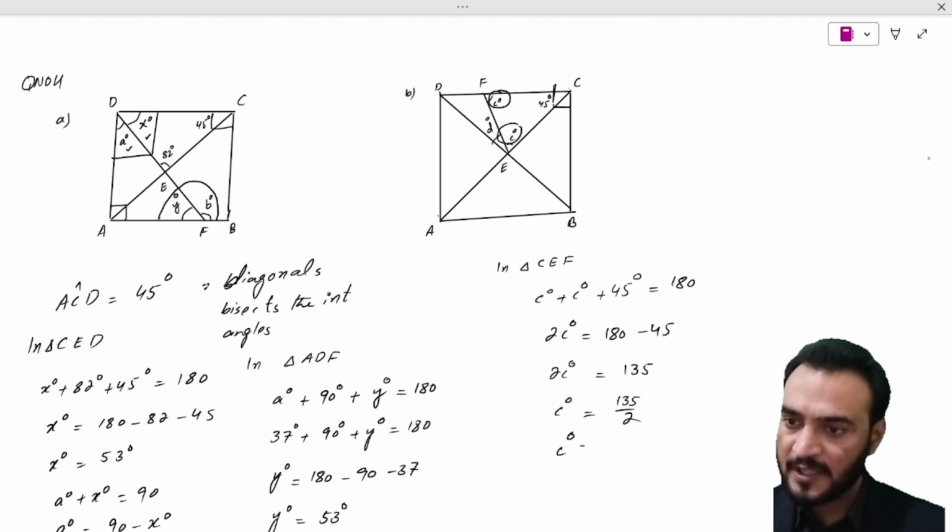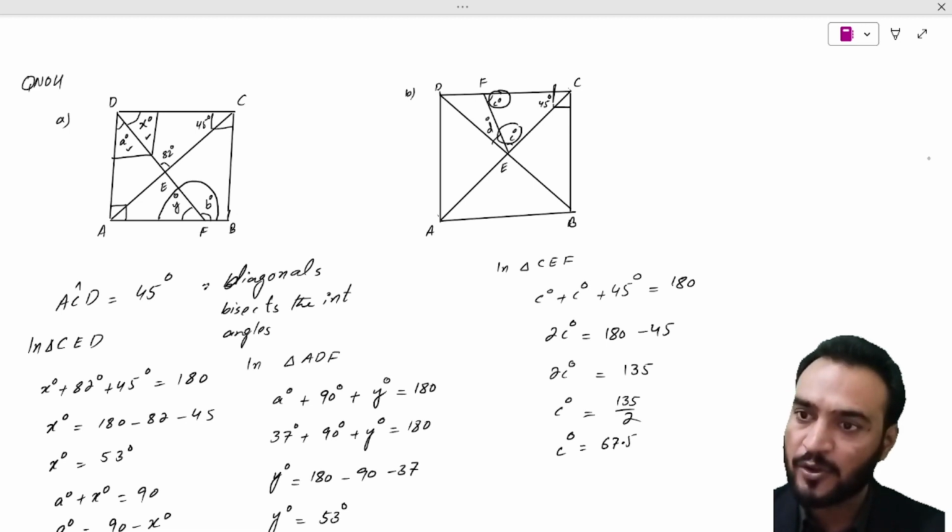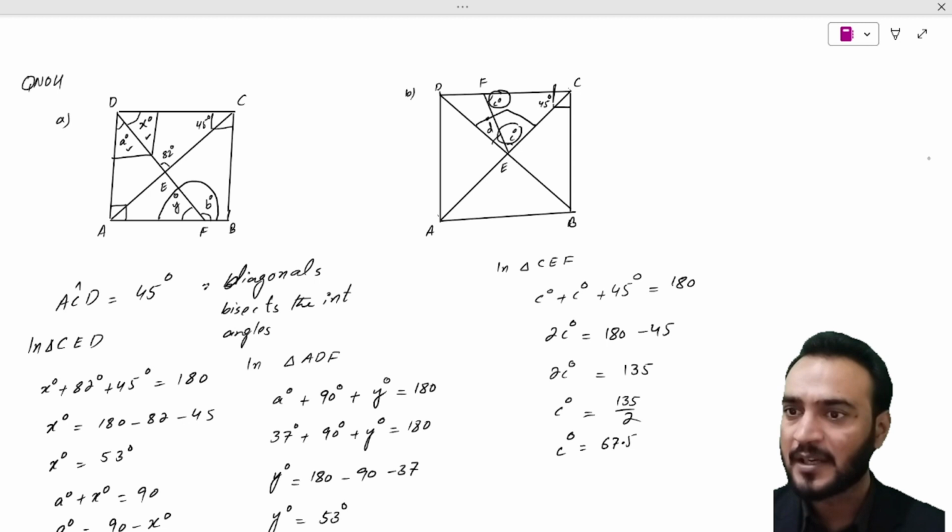The value of c degrees is equal to 67.5. Now we need to find the value of d degrees, as the diagonals in a square intersect at a right angle. So AC and BD are two diagonals that are intersecting at a right angle. So these two angles sum up to 90 degrees, because the diagonals intersect at an angle of 90 degrees. So the sum of d degrees and c degrees is equal to 90 degrees.